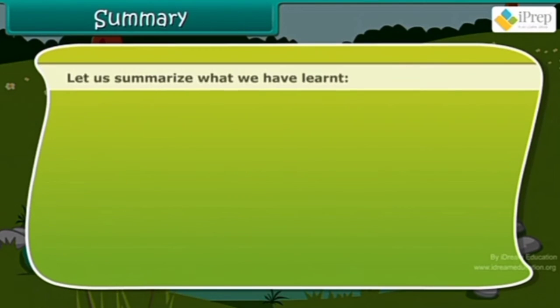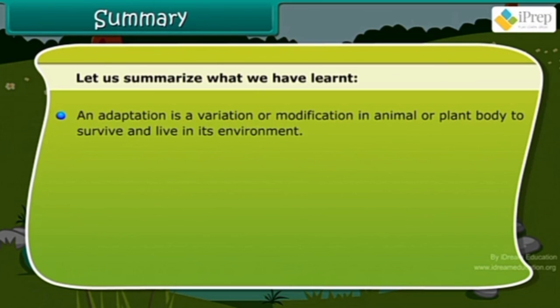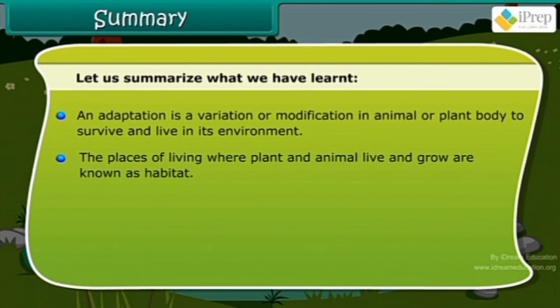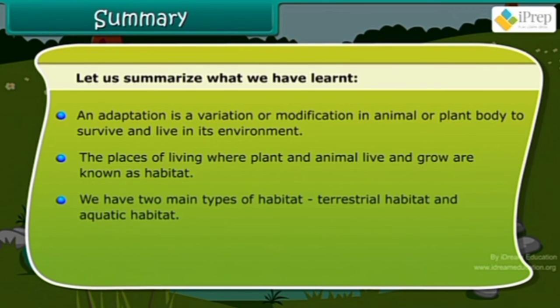Let us summarize what we have learned. An adaptation is a variation or modification in an animal or plant body to survive and live in its environment. The places of living where plants and animals live and grow are known as habitat. We have two main types of habitat: terrestrial habitat and aquatic habitat.